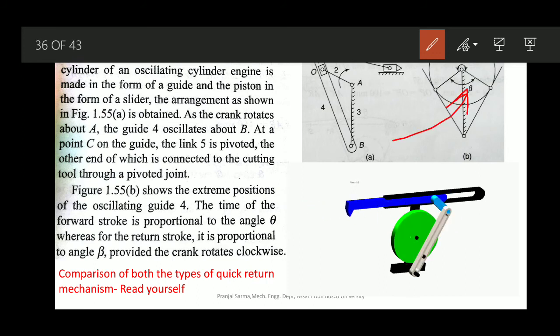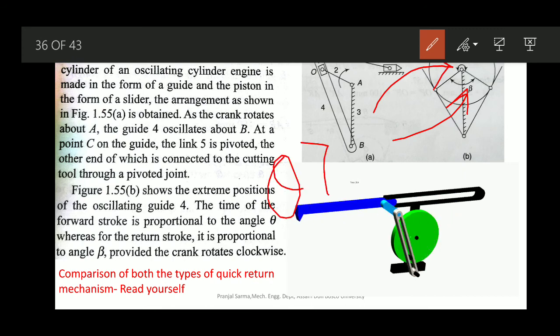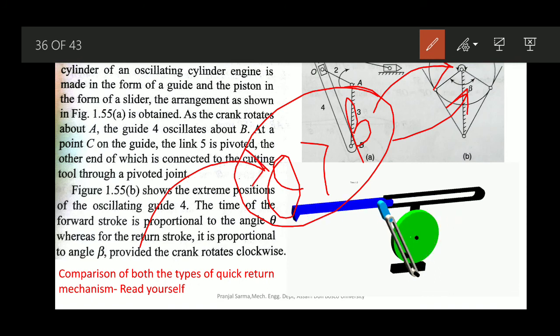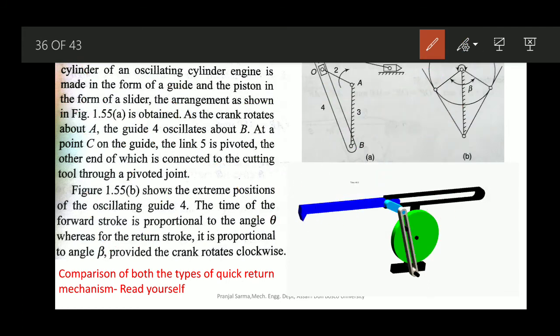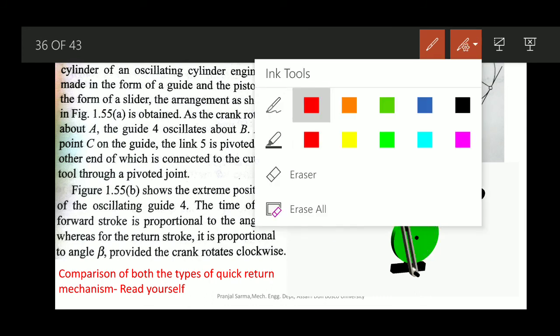So beta is the return stroke angle and theta is the cutting stroke angle, and theta is much greater than beta. That means with the same angular velocity, to sweep angle theta we take more time compared to beta, and to sweep angle beta the time is less. So the angle of cut and the angle of return are associated with both timings.